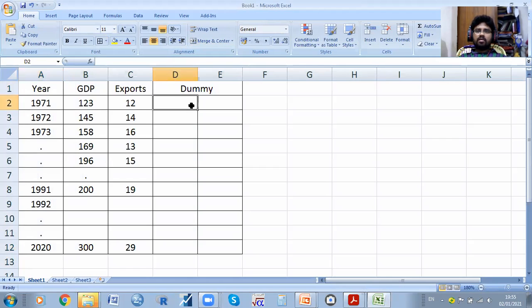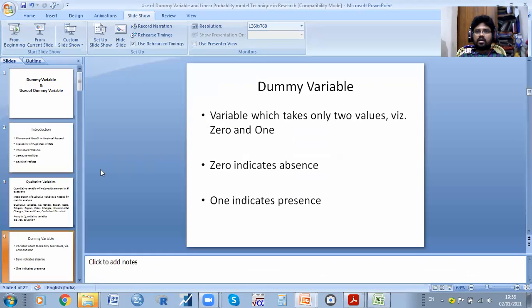See, this is a dummy variable. So here 1991 is nothing but an absence, so you can put 0. Then from 1991 you can put 1. It means that the policy is absent before 1991, and from 1991 the policy is present. So like this you can put 0s and 1s for the dummy variables. Next, I will show you in the PPT also.